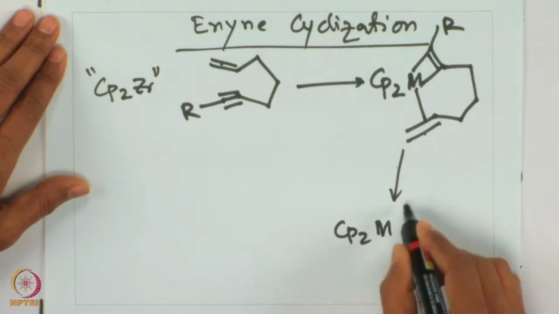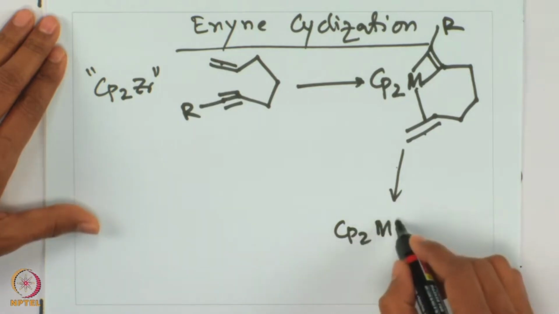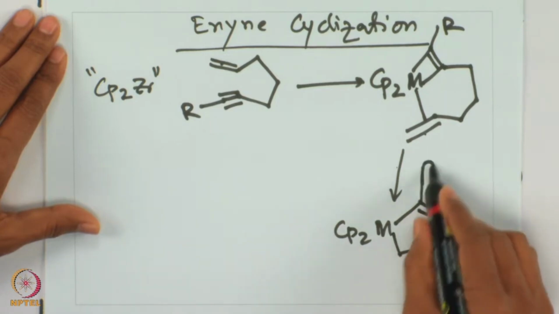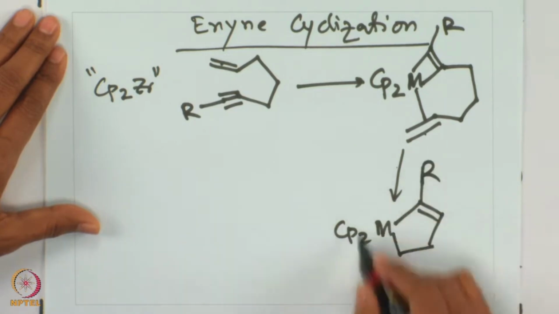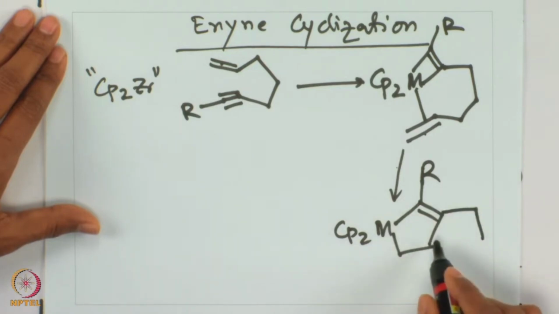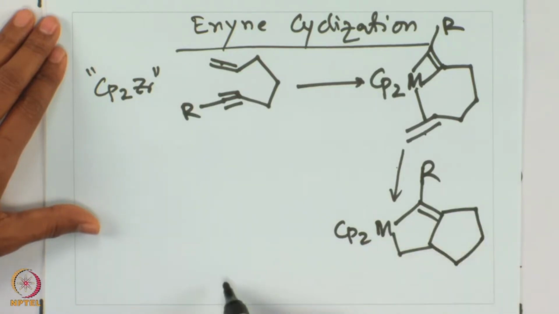Overall, then we will have dicyclopentadienyl metal and this organometallic intermediate, where it is nothing but a metallocyclopentene intermediate with another 5-member ring associated with it, right.